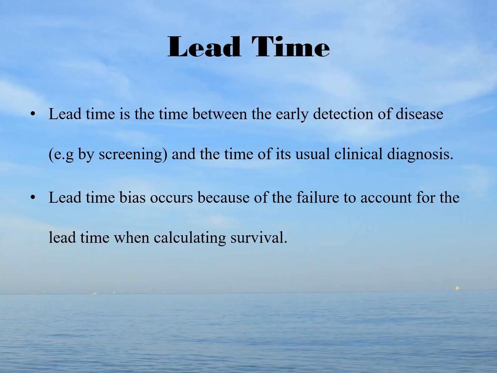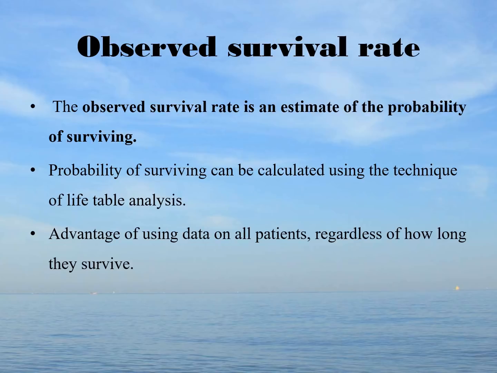So, lead time is the time between the early detection of disease and the time of its usual clinical diagnosis. Lead time bias occurs because of the failure to account for the lead time when calculating survival. Observed survival rate: the observed survival rate is an estimate of the probability of surviving. This probability can be calculated using the technique of life table analysis.